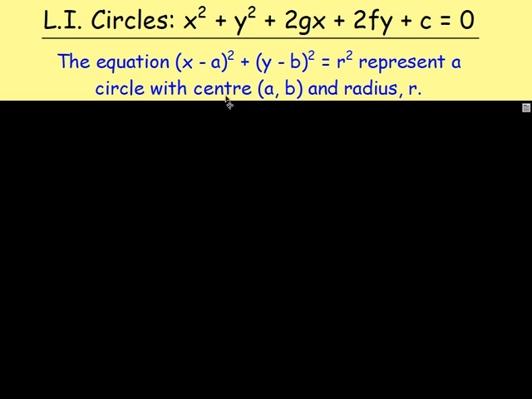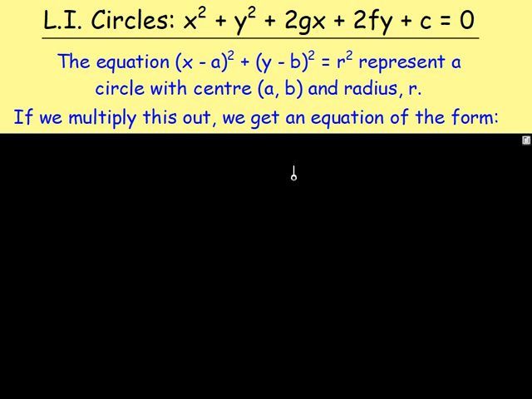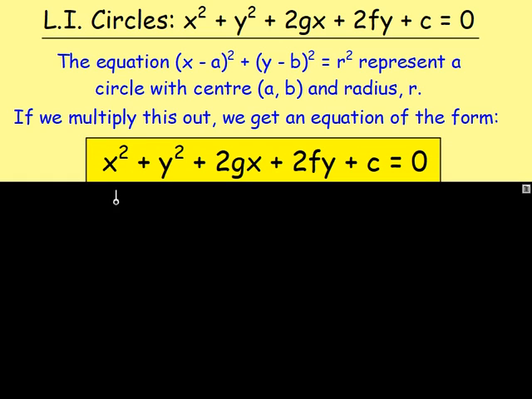Now, if we take this formula and multiply it all out, we will end up with another equation, and that equation will be of the form x² + y² + 2gx + 2fy + c = 0. Obviously, you will not get exactly that if you multiply it out, but you will get something of that form. So you will have an x² term, a y² term, and an x term, but I'm going to call the coefficient 2g.